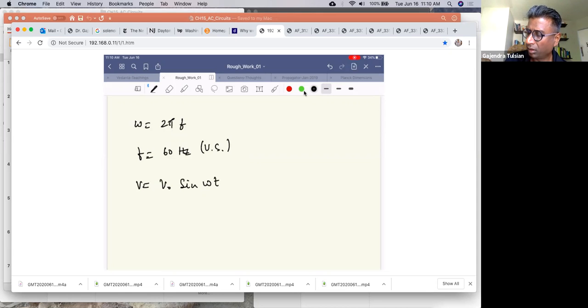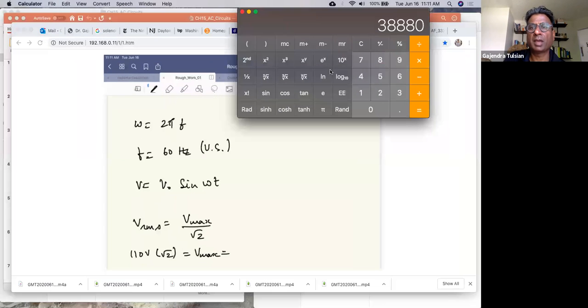Okay, and now in the US you get 110 volts out of your wall socket. That is VRMS, which is Vmax divided by root 2. Okay, so this is 110 volts, and times root 2 will give you Vmax. So in the US, the amplitude of the voltage is 110 times 1.41. Okay, so about 155 volts. So that's the amplitude of the voltage. Okay.